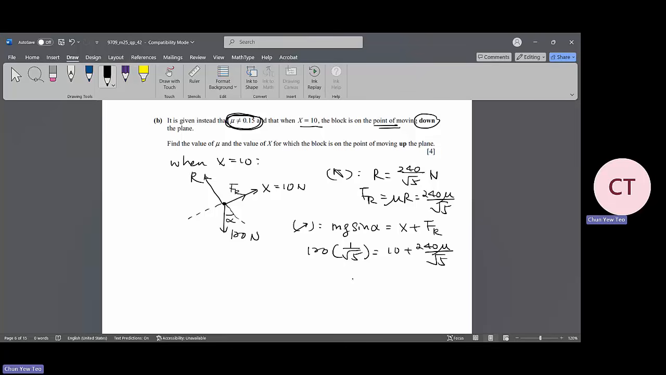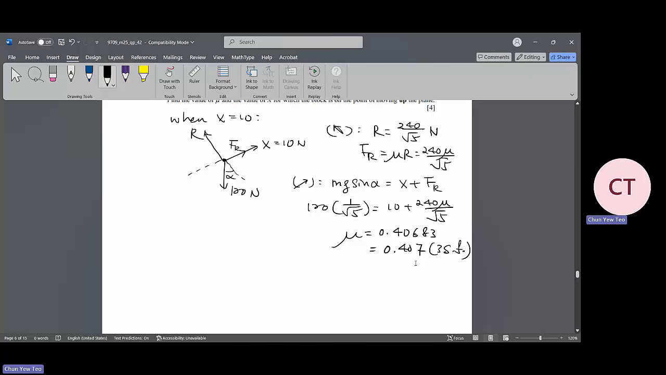Okay, so over here, we can just press a calculator and you can get your mu. Since the exact form is not so nice, you can just leave the answer in decimal form. I leave it in 5 significant figures, then round up to 3 significant figures over here. So this will be my coefficient of friction, 0.407.